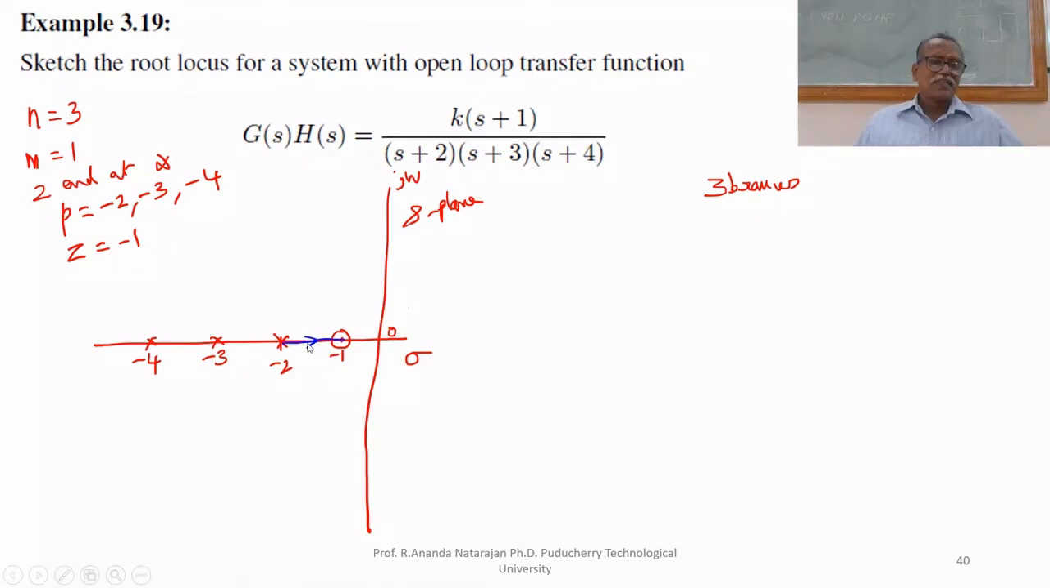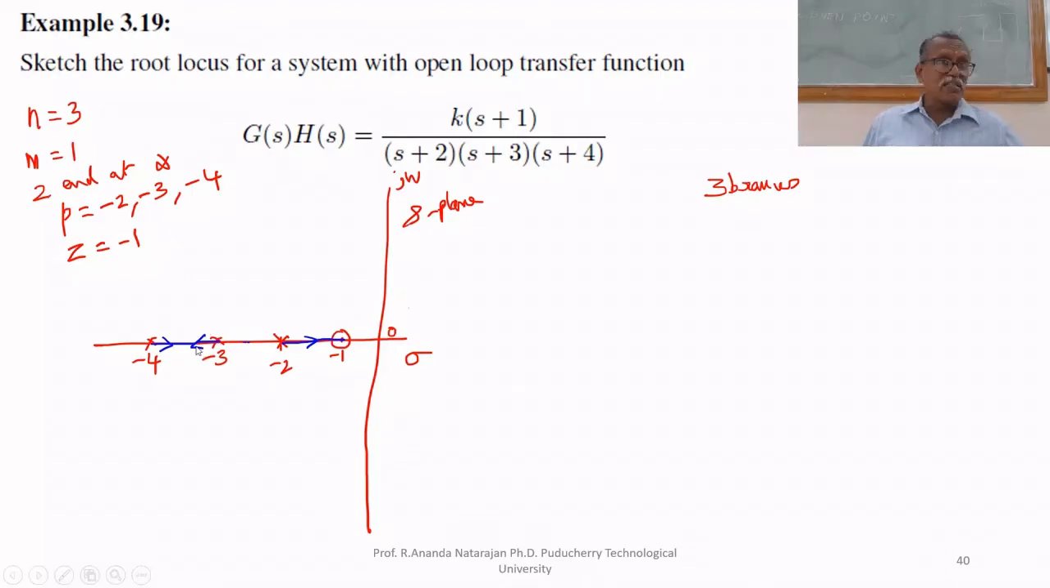Is there any root locus branch between minus 2 and minus 3? If you select a test point between minus 2 and minus 3, no, because there is an even number of poles and zeros to the right. But if you select any point between minus 3 and minus 4, there is an odd number of poles and zeros, therefore it is part of the root locus. Minus 4 is also a starting point, minus 3 is also a starting point. Between these two, at one point, repeated roots are there.